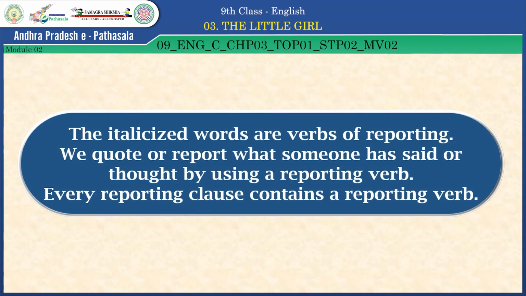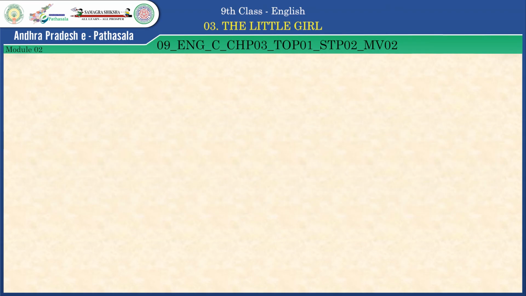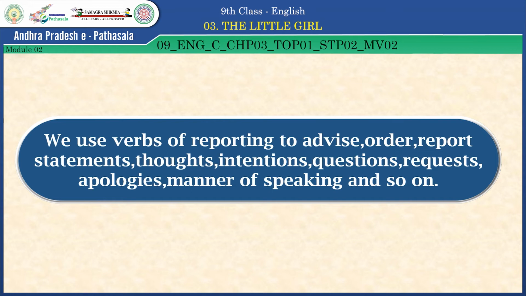The italicized words are verbs of reporting. We quote or report what someone has said or thought by using a reporting verb. Every reporting clause contains a reporting verb. We use verbs of reporting to advise, order, report statements, thoughts, intentions, questions, requests, apologize, manner of speaking, and so on.